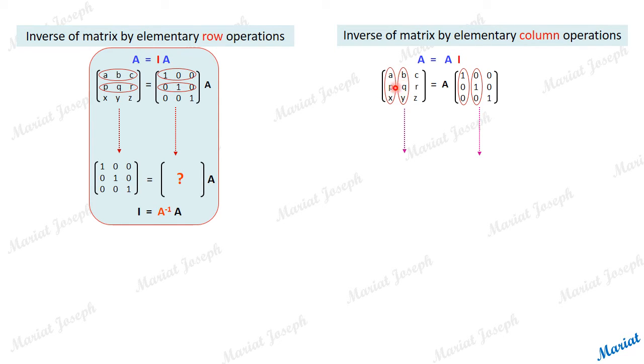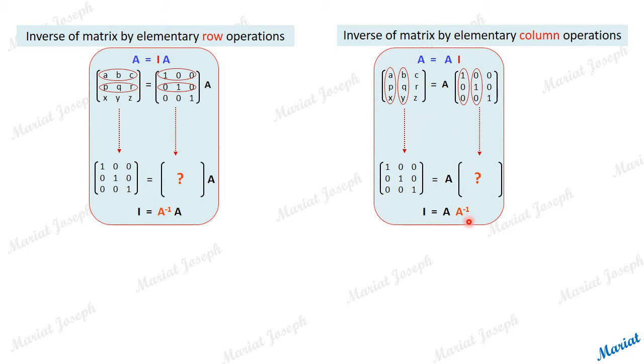By the time this A matrix changes into an identity matrix using column operations, due to the same operations done on the identity matrix, it changes into some other matrix. Now this equation reads as I is equal to A into some matrix, which matches with the equation I is equal to A into A inverse. So this matrix that we have obtained during this process can be treated as the inverse of the given A. And we pick up this and write it as A inverse.